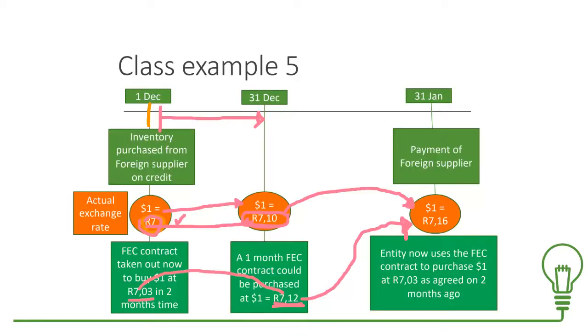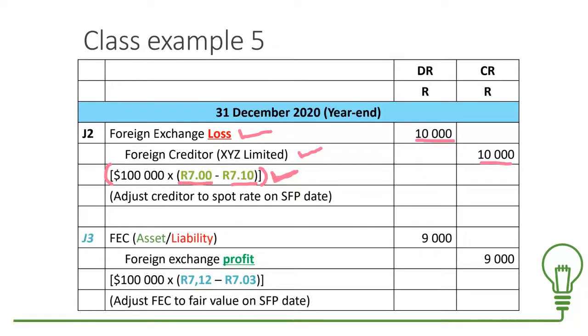So now we're trying to move with the FEC from 7 Rand 3 cents to 7 Rand 12 cents. Let's have a look at that. Here, notice we're using the FEC rates. It's in blue, so it's the FEC rates. We're not using the spot rates. We're going with 100,000 from 7 Rand 3 cents to 7 Rand 12. We're making a profit of 9,000 Rand.